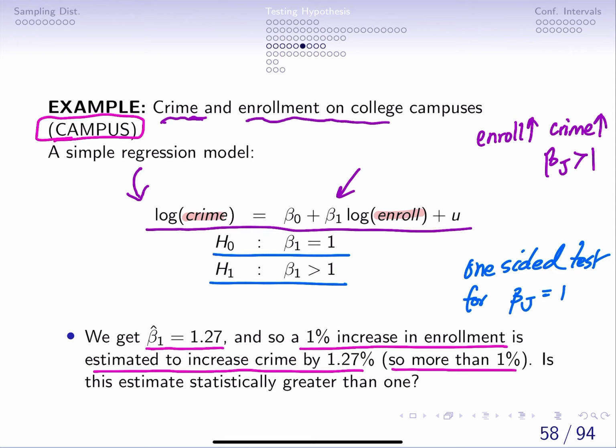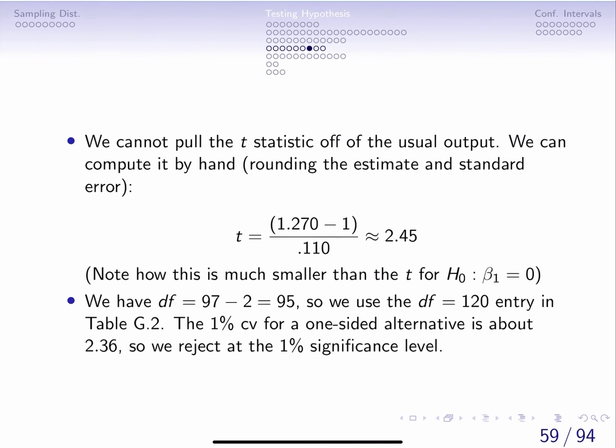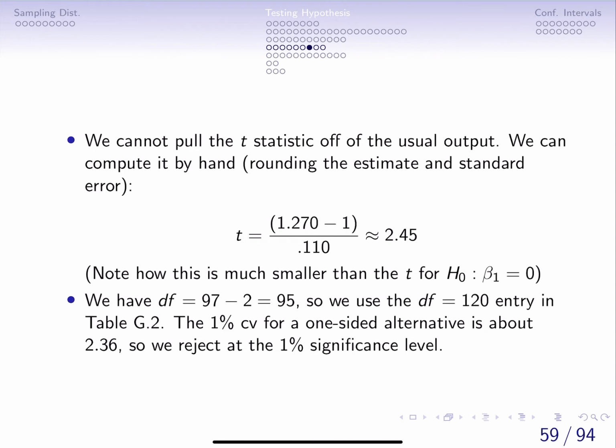Now, we might want to ask the question, is this estimate statistically greater than 1, right? Is this value really greater than 1, or not? Okay, so that's why we would want to use a different null hypothesis. And so here it's really easy. The way we set up our t-statistic, just like we did before, we would do it in the same way. We would say, what is our estimate? This is our beta 1 hat, right?